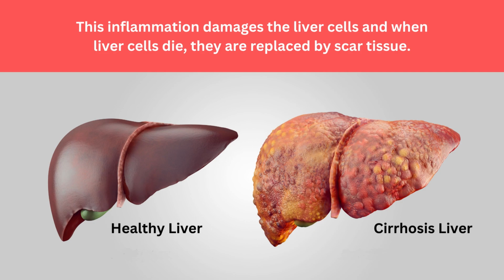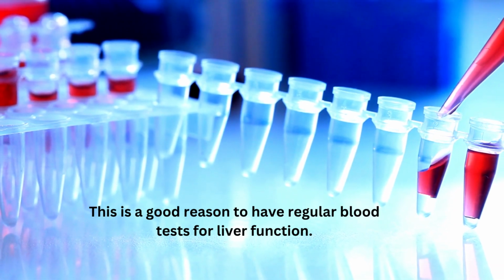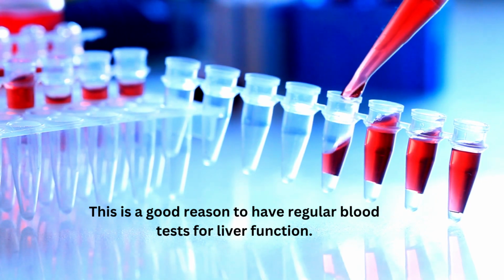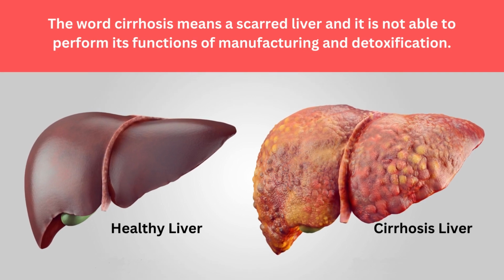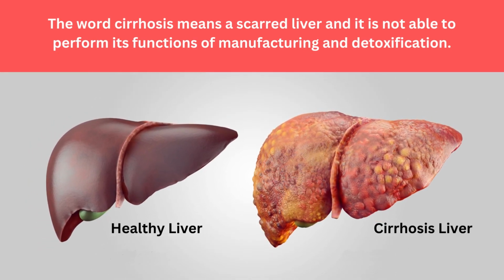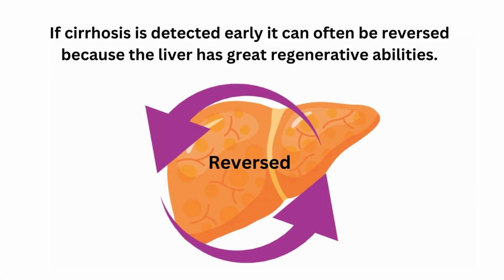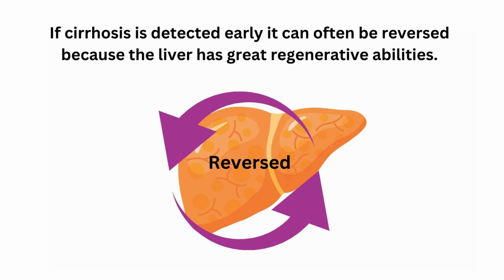This process of liver cell destruction occurs over years and may be silent with no obvious symptoms. This is a good reason to have regular blood tests for liver function, which will show if there is inflammation and liver cell damage occurring. The word cirrhosis means a scarred liver, and it is not able to perform its functions of manufacturing and detoxification. Eventually, complete liver failure can occur. If cirrhosis is detected early, it can often be reversed because the liver has great regenerative abilities.